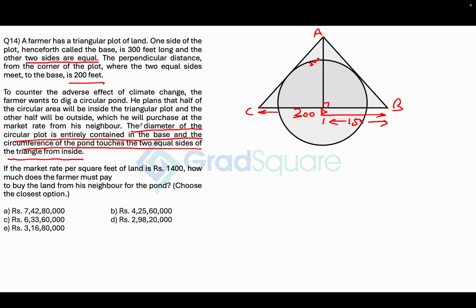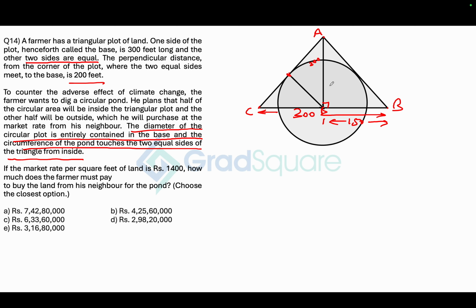Now this is what the question is talking about: you have a circular plot that he's planning to dig and make into a pond, half of which lies outside the triangular plot, half of which lies inside the triangular plot. And the circular pond touches the two equal sides from inside. Now if you join the point of contact with this particular point, the point D will actually turn out to be the center of the circle, because it has to be symmetrical. There is no other way for this to work.